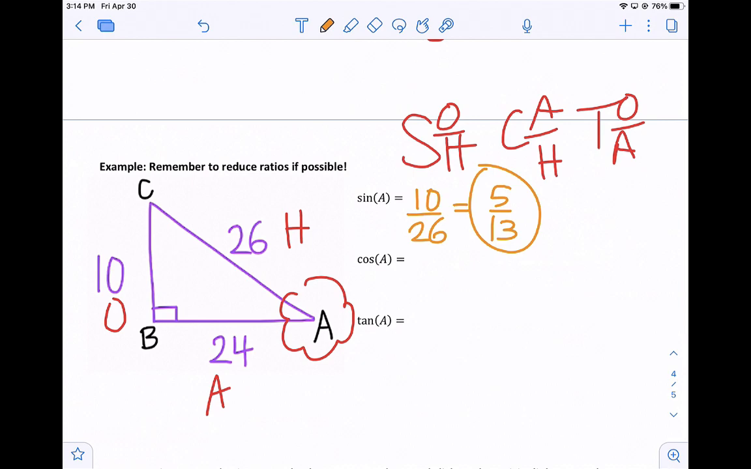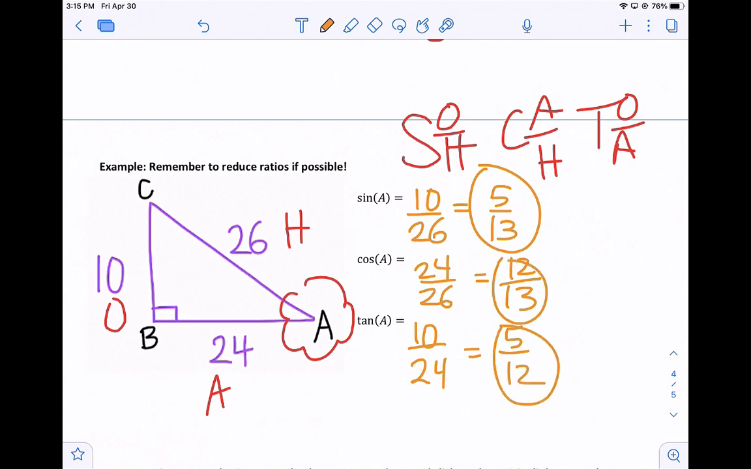Cosine is adjacent over hypotenuse. The adjacent side is 24, the hypotenuse is 26. Again, reduce it, so I can divide each side by 2 and get 12 over 13. And then tangent is opposite over adjacent. The opposite side is 10, the adjacent side is 24, and reduce that, so we'll get 5 over 12.